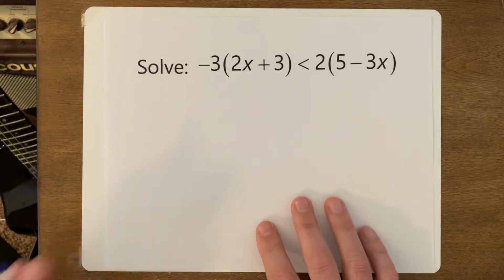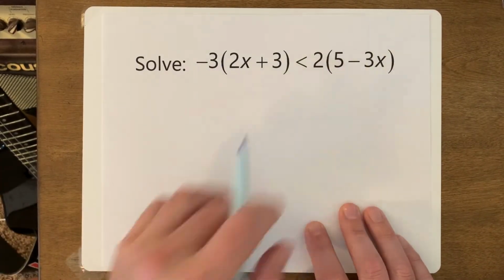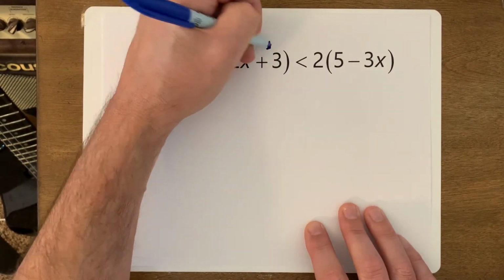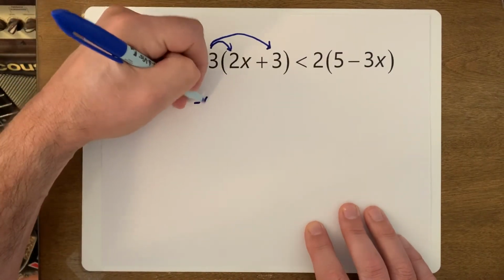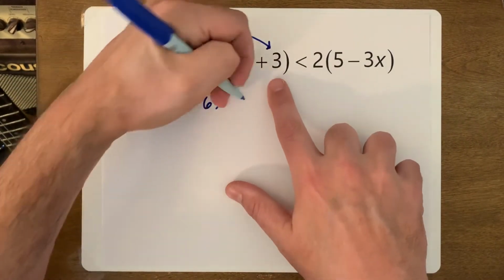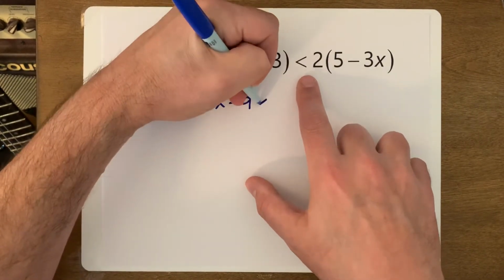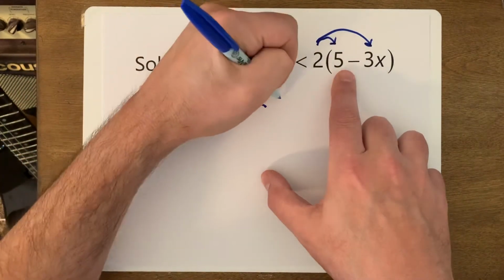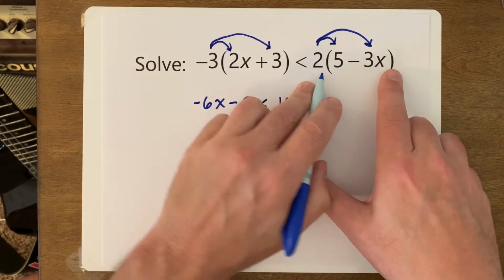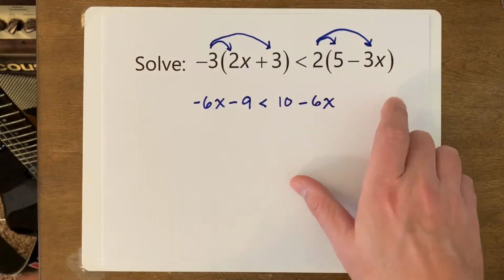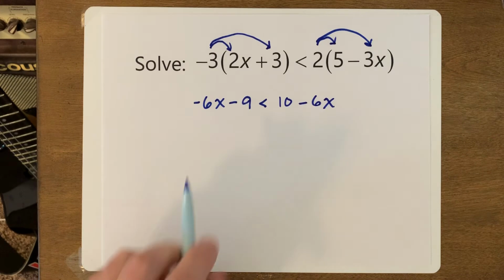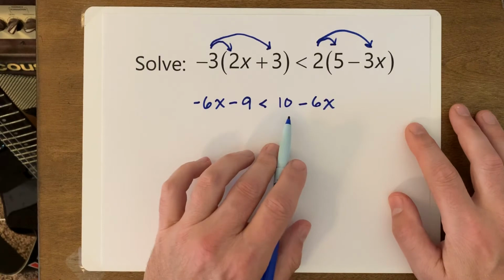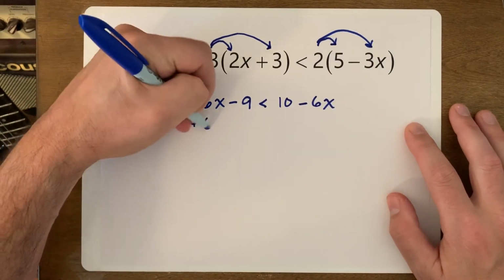Okay, this one. Both sides have parentheses, so we're going to have to distribute on both sides first. There. So we're going to have negative 6x over here, minus 9, less than, okay, let's distribute over here, 10, and then negative 6x. So now I'm interested because I see I have a negative 6x on both sides. So instead of moving the 9 over like I would normally do, I'm going to add 6x to both sides and see what happens.